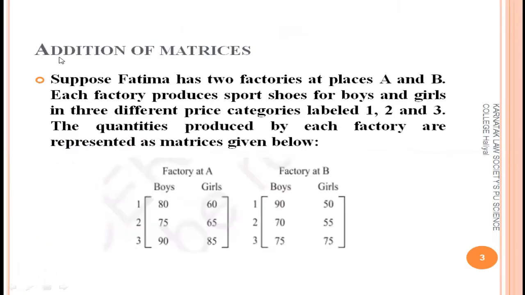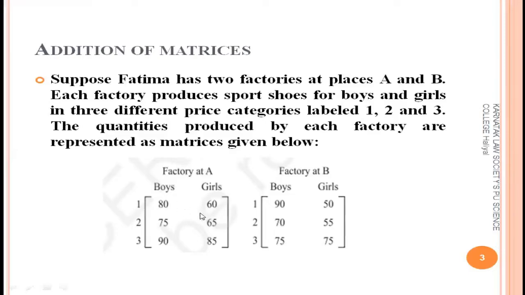First one is the addition of matrices. Let us take one example. Suppose Fatima has two factories at places A and B. Each factory produces sports shoes for boys and girls in three different price categories and it is labeled as 1, 2, 3. The quantities produced by each factory are represented by the matrix as factory A and factory B, expressed in the tabular form with boys in the first column and girls in the second column, and they are represented with the different price categories.